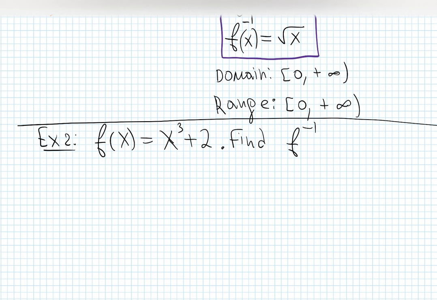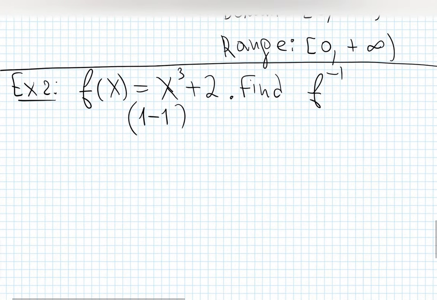Cube function looks like this, right? It's like a chair. Plus 2 means it shifted. Yeah, the chair definitely passes the horizontal line test. So it is 1-to-1 everywhere. 1-to-1 function. That's the notation 1-to-1. Thus, inverse exists. How to find it?